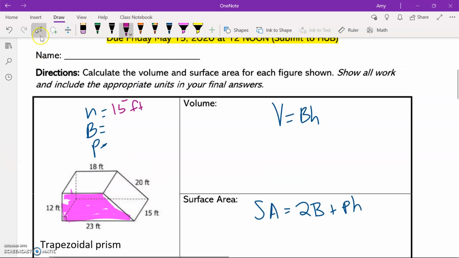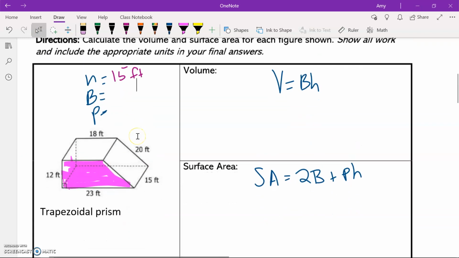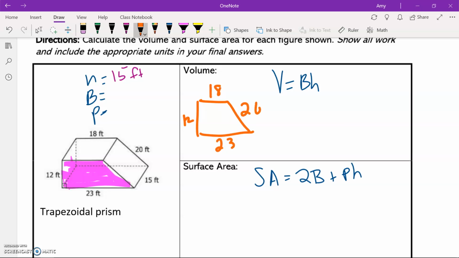Then I need to calculate the area and the perimeter of the base. To do that, I might even draw the base separately so that I can know where all the measurements they give me are. And you can calculate the area and the perimeter of a trapezoid. I want to remind you when you're calculating the area of the trapezoid, this is its height because this is the one that's perpendicular to the base. That is not the height. We're actually only going to use the 20 for the perimeter.